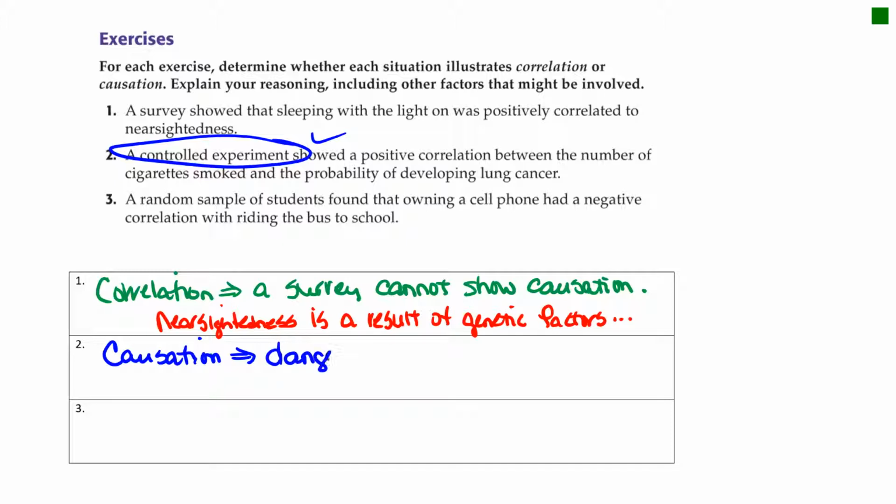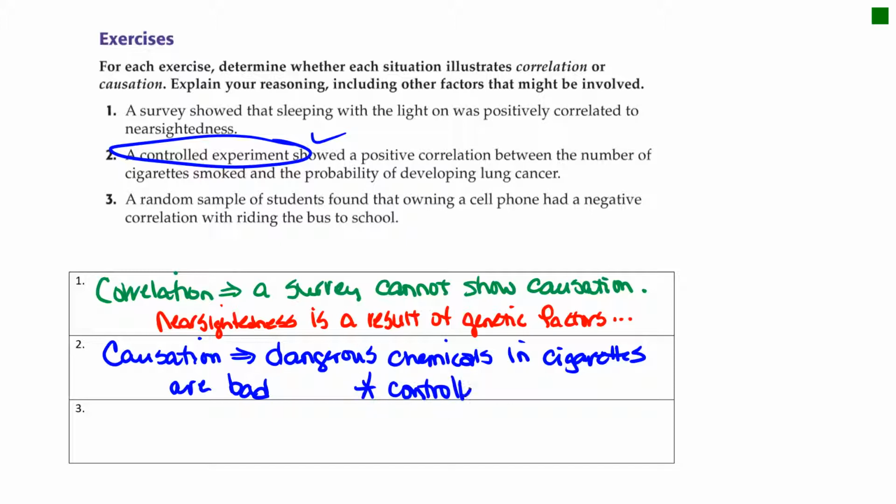dangerous chemicals in cigarettes are bad. Let's just go with that, okay? It is a controlled experiment, and that's what really helps us with the whole causation thing. It was a controlled experiment. Notice how I did not do that in 2 colors. Oh my gosh, I'm so bad at this job.